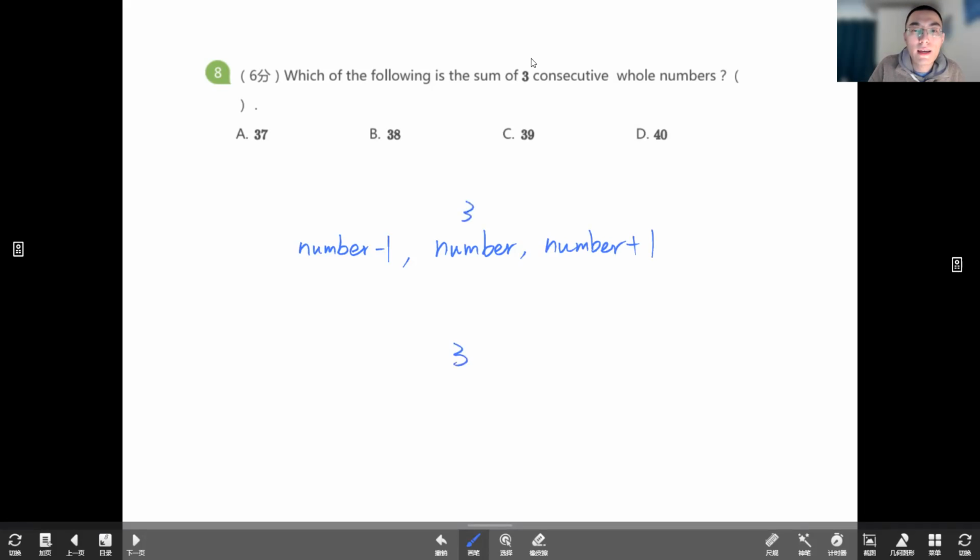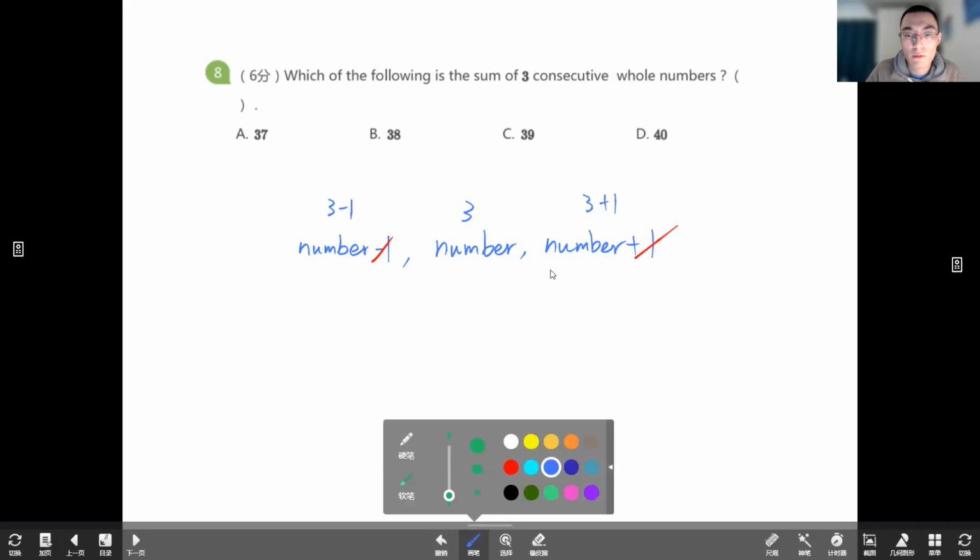Now my question is, if we represent this number with any number, let's say 3, so this number is 3, and the number in front of it is 3 minus 1, and the number after is 3 plus 1. If we add them up, what will it be? Does the minus 1 and the plus 1 have any effect? The answer is no, it will not have any effect. The minus 1 and the plus 1 will cancel out.